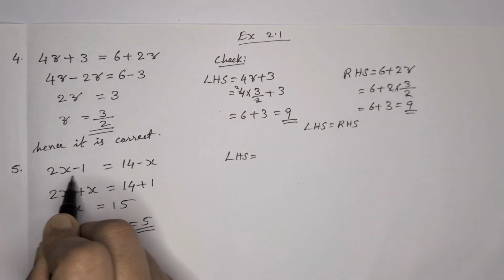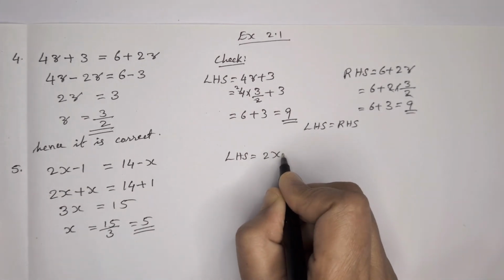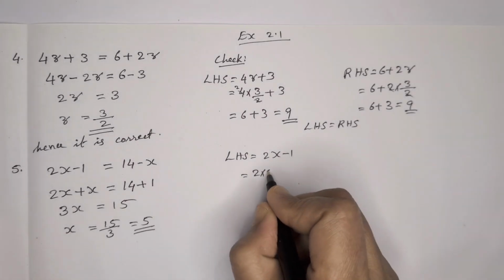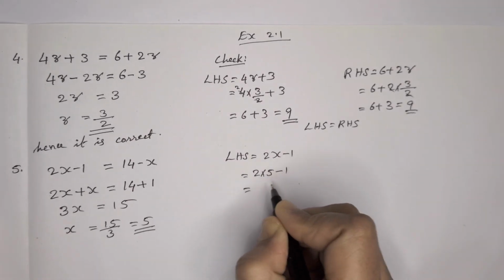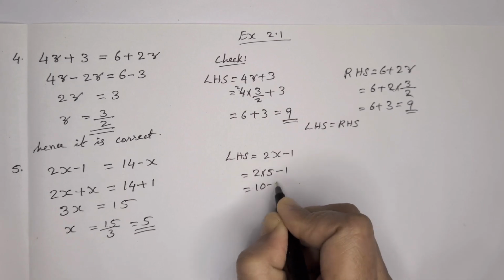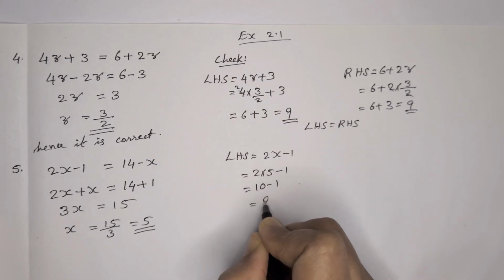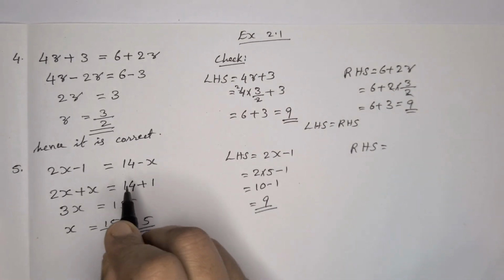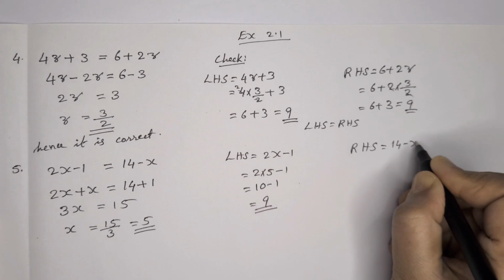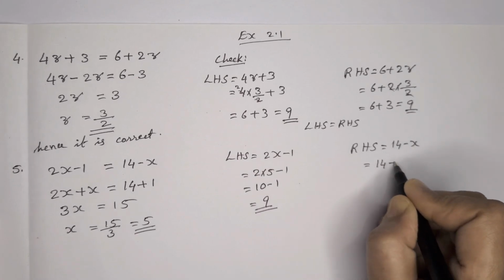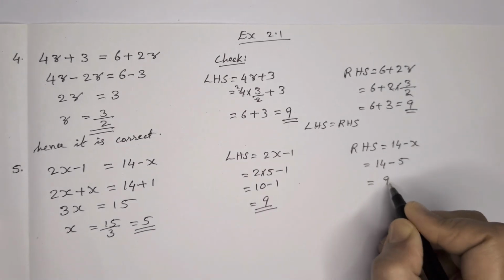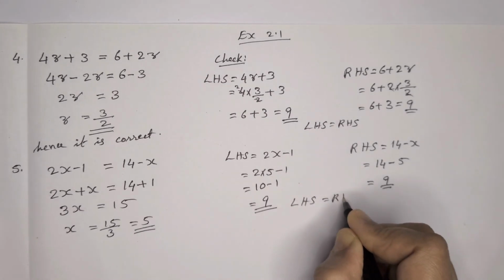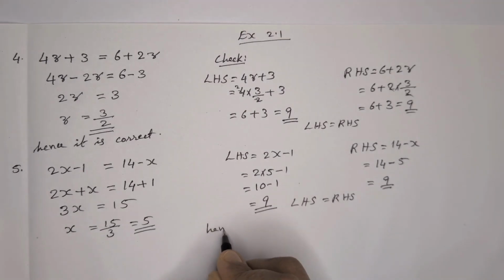LHS is equal to 2x minus 1. 2 into the value of x, 5. 2 into 5, 10, minus 1. RHS is equal to 14 minus x. 14 minus 5 is equal to 9. Both the answers are same. So we can write LHS is equal to RHS, hence verified.